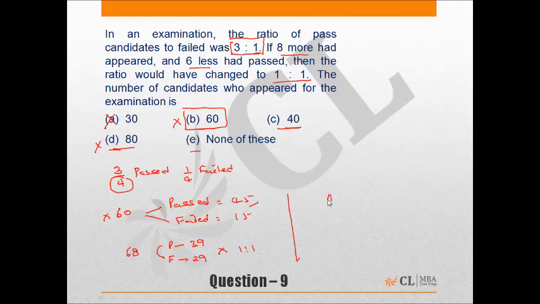If there are 40 students initially in the class, out of them the candidates who passed would be 30 and the candidates who failed would be 10. If 8 more had appeared, that means 48 had appeared, and 6 less had passed. The number of passed would have been, as per the question, 30 minus 6 equal to 24. So if 24 have passed, the remaining 24 would have failed. That means the ratio is 1:1. Correct answer is choice C.